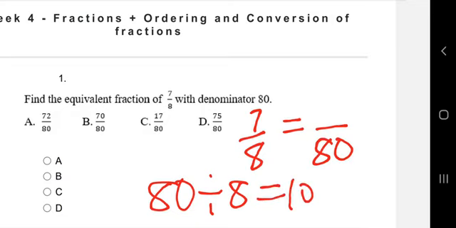So that means this 8 has been multiplied by what? 10. So therefore, we also multiply 7 by what? 10, and that gives us 70. So the answer will then be what? B, which is this one. Is that clear? It is 70 over 80. So move to the next question.